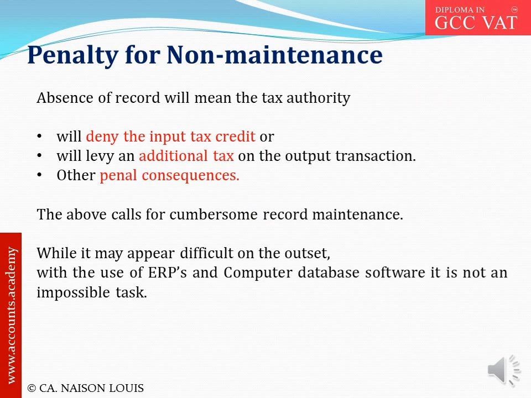Penalty for non-maintenance. Absence of record will mean the tax authority can deny the input tax credit, or the authority can levy additional tax on the output transaction, or the authority can impose penal consequences also. So the record maintenance is of utmost importance as per the UAE VAT law. While it may appear difficult on the outset, with the help of ERPs and computer database software, it is not an impossible task to maintain records accurately as well as systematically.